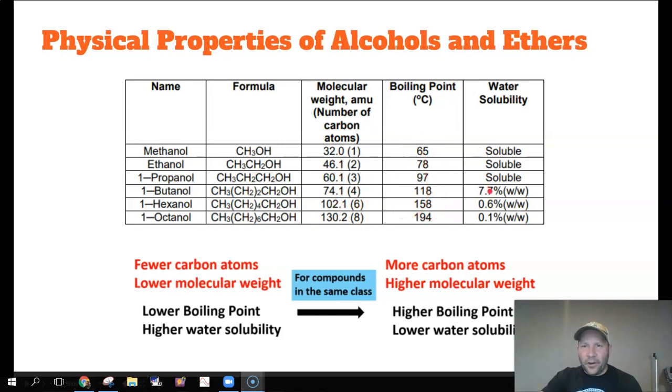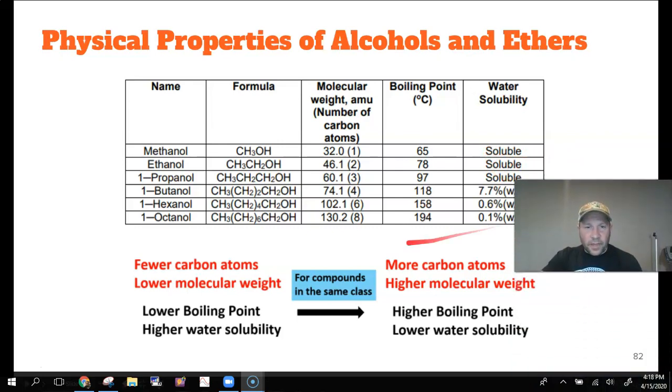But also, as they get larger, they get too big to be dissolved in water. You can see the first three are soluble. They're small enough to be soluble in water. But then, as you see, these guys, you can only get about 7.7%. That's mass percent of water, a weight to weight ratio. And then here's 0.6% and 0.1%. So octanol is pretty much insoluble. I mean, you're only getting 7% in here. These guys are even lower, but that's what you're looking at there.